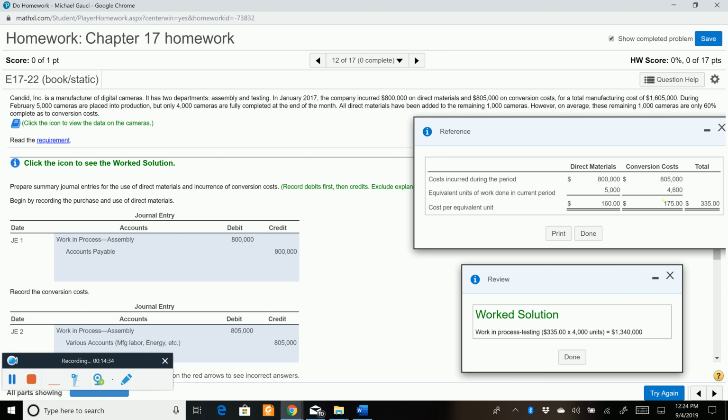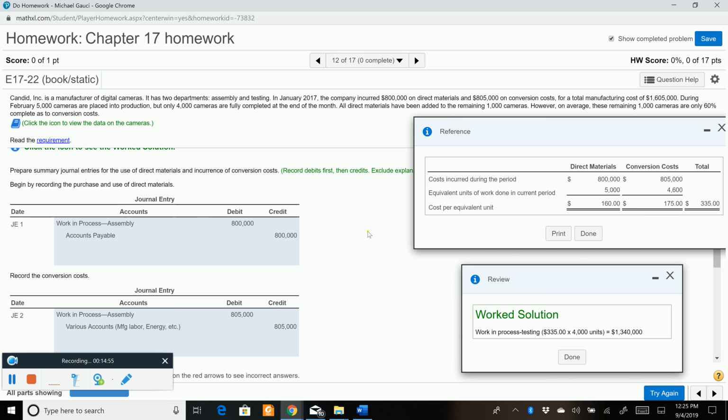So for the cost per equivalent unit, we take the total costs divided by the equivalent units. For direct materials, that's $160. For conversion costs, $805,000 divided by 4,600 is $175. The total is $335.